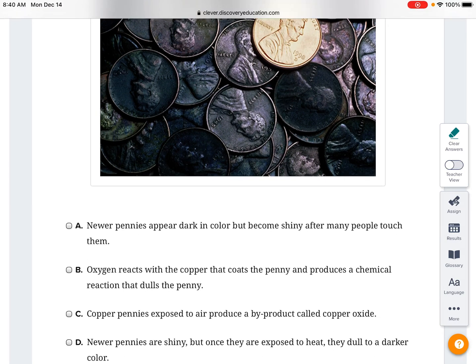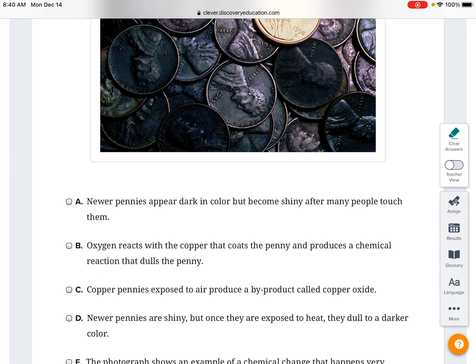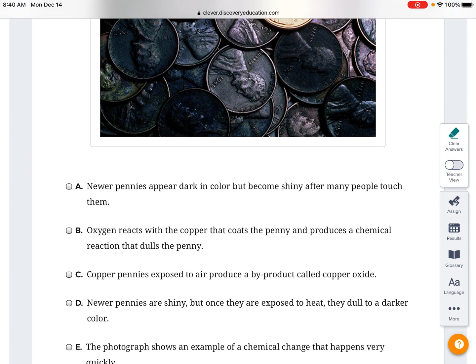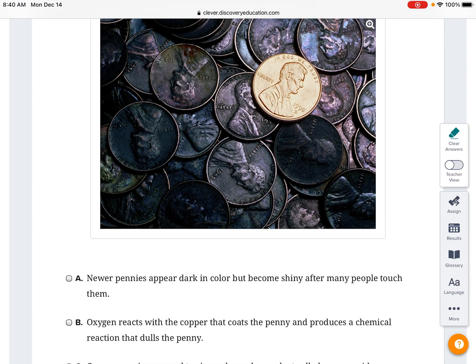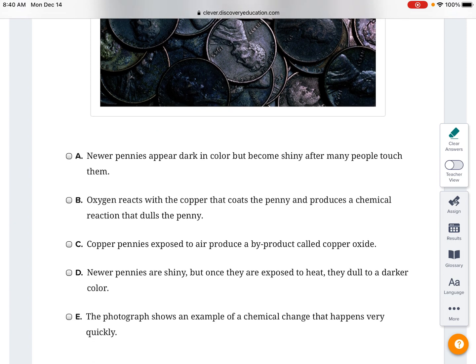Which ones would be true here? Newer pennies appear dark in color, but become shiny after many people touch them. No, that's just the opposite, right? They start off really shiny and then they become really dark or dull after a lot of people touch them. So we're not going to click A.